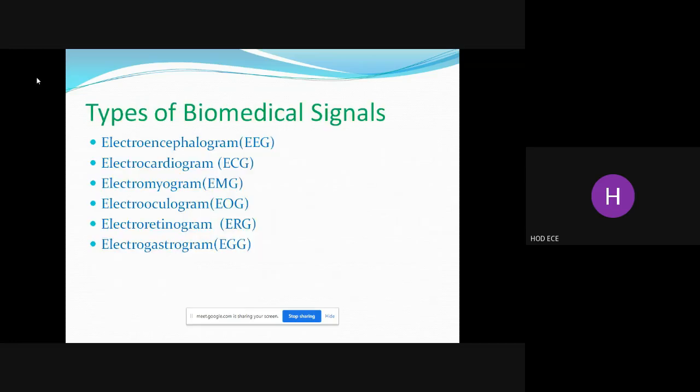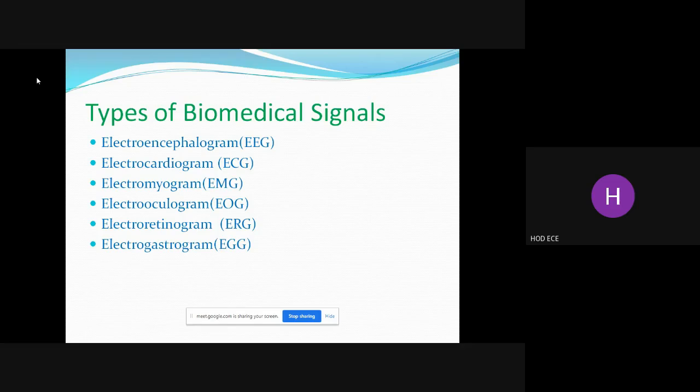Coming to the types of biomedical signals: electroencephalogram, EEG; electrocardiogram, ECG; electromyogram, EMG; electrooculogram, EOG; electroretinogram, ERG; electrogastrogram, that is EGG.